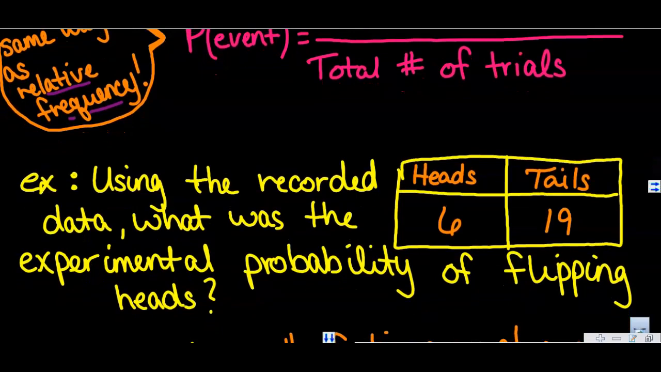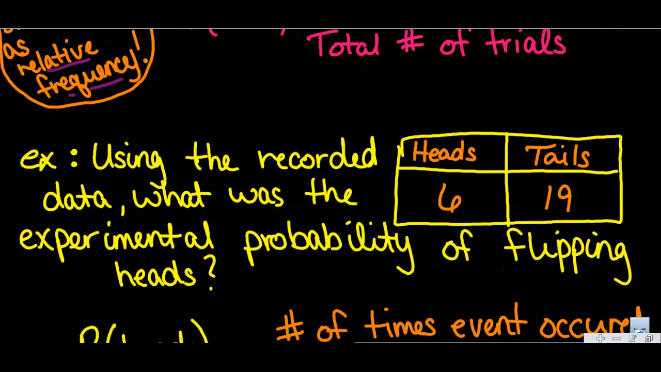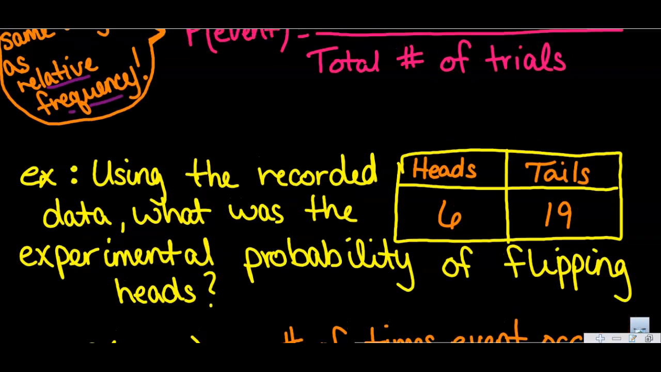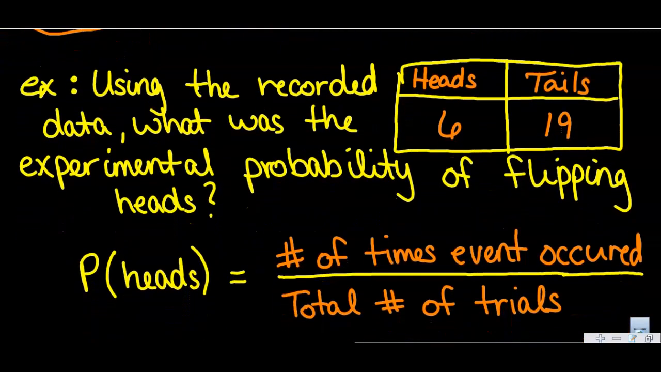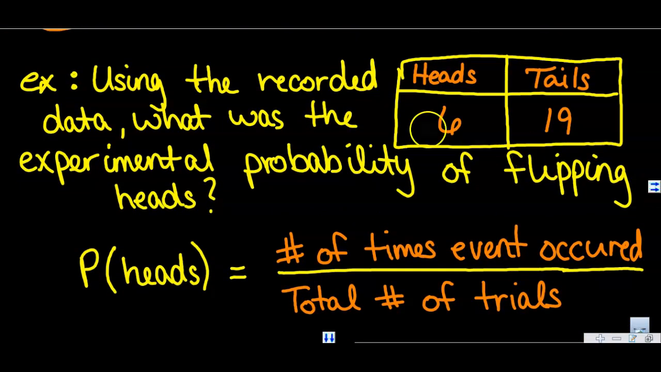Using the data recorded, what was the experimental probability of flipping heads? So we're looking at this table and we got heads 6 times and tails 19. So we want to know what was the probability of getting heads. As a reminder, the probability is the number of times an event occurred over the total number of trials.